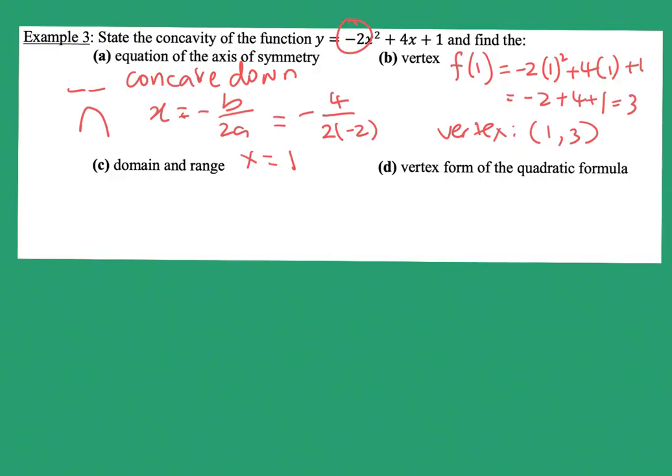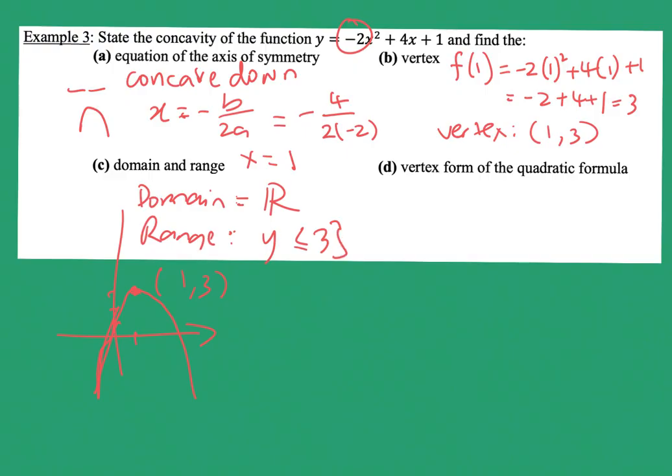And for the domain and range, you can look at it visually to help you. If I look at this function, the vertex is (1, 3), and the y-intercept is 1, so it goes like that. Okay, so you can see that the domain will be all real numbers, and the range will be y is less than or equal to 3.